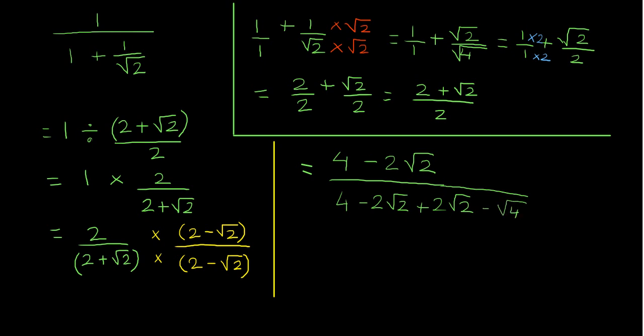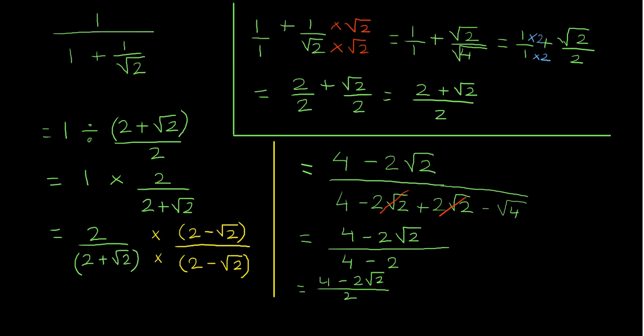Okay, so let's simplify this. That'll be 4 minus 2 root 2, the same numerator. Oh, I'm running out of space. Let's see if I can fit this in. The minus 2 root 2 and the plus 2 root 2 cancel each other out, so I'm going to be left with 4, and then minus root 4 will be the same as minus 2, so it'll be 4 minus 2, divided by 2.